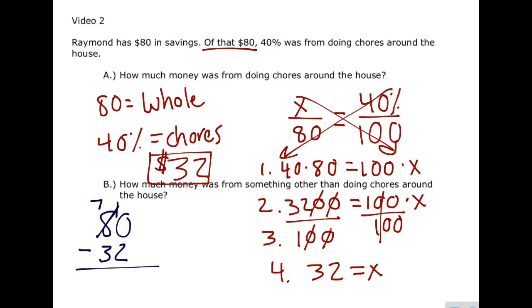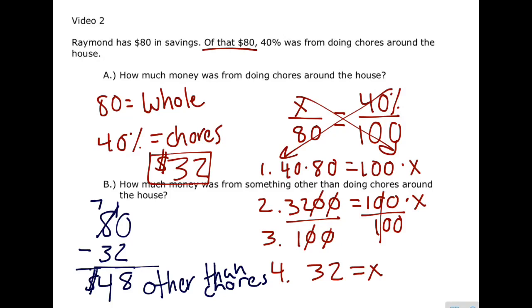So if I subtract correctly and I borrow correctly, I should get 58. Oops, excuse me, 48. Let me erase that. 48. And that's the amount of money for $48 other than chores. So he earned that amount from something other than doing chores around the house.